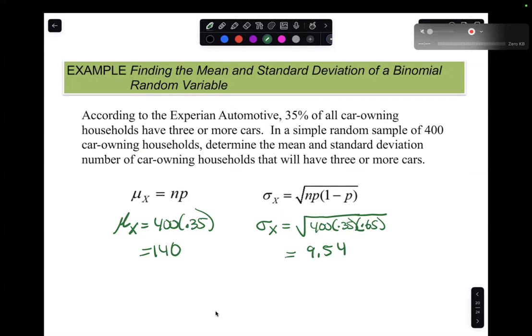And where'd you get the 0.65? 1 minus 0.35. Oh, okay. All right, other questions?